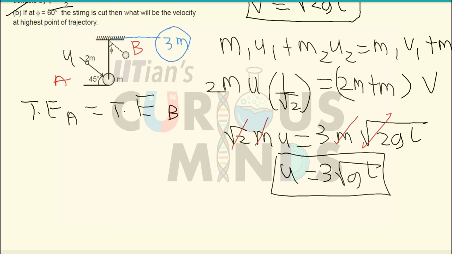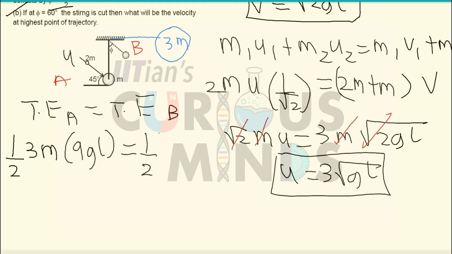Basically, the total energy at the bottom was equal to half 3m into u squared. u squared will be equal to (3 root gl) the whole squared, which is 9 gl. It will be equal to the kinetic energy, half 3m into v squared, plus the potential energy over here.